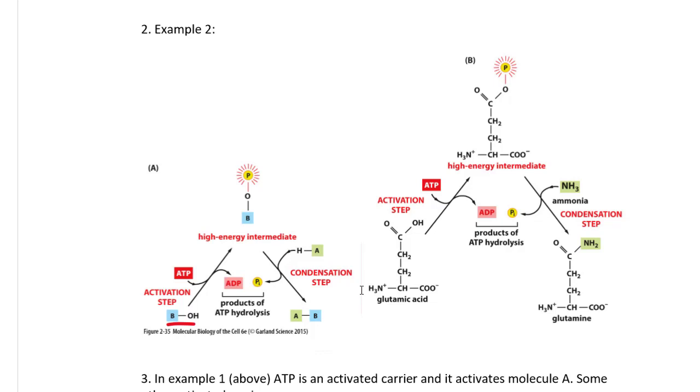Now, if we look at an actual thing that happens in the cell, we have glutamic acid being converted to glutamine. It initially involves adding a phosphate to glutamic acid, and you get this high energy intermediate. And then you have the ammonia come in right here and replace the phosphate, and you get glutamine. So it's a conversion between two amino acids. If you're a little bit high on glutamic acid and a little bit low on glutamine, convert one amino acid to the other.